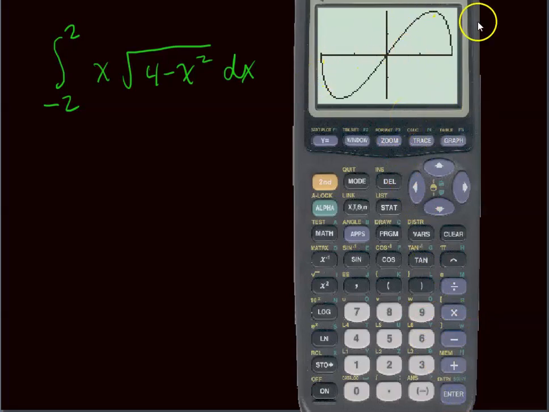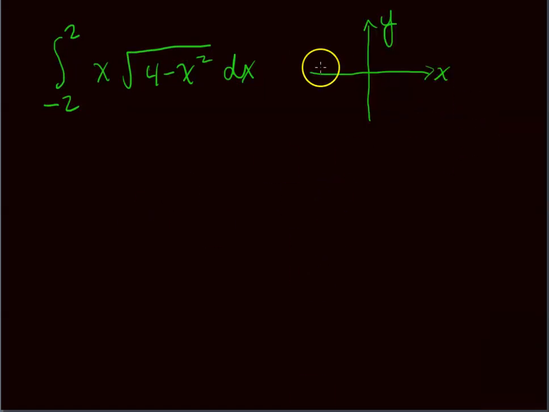Now, this doesn't prove that this is symmetric with respect to the origin. You might have to check what f of negative x is. It should come out to be negative f of x. But you can see quickly here that I might be getting a 0 in my answer. So let's draw this in, so that we know what we're looking at. Can always help.